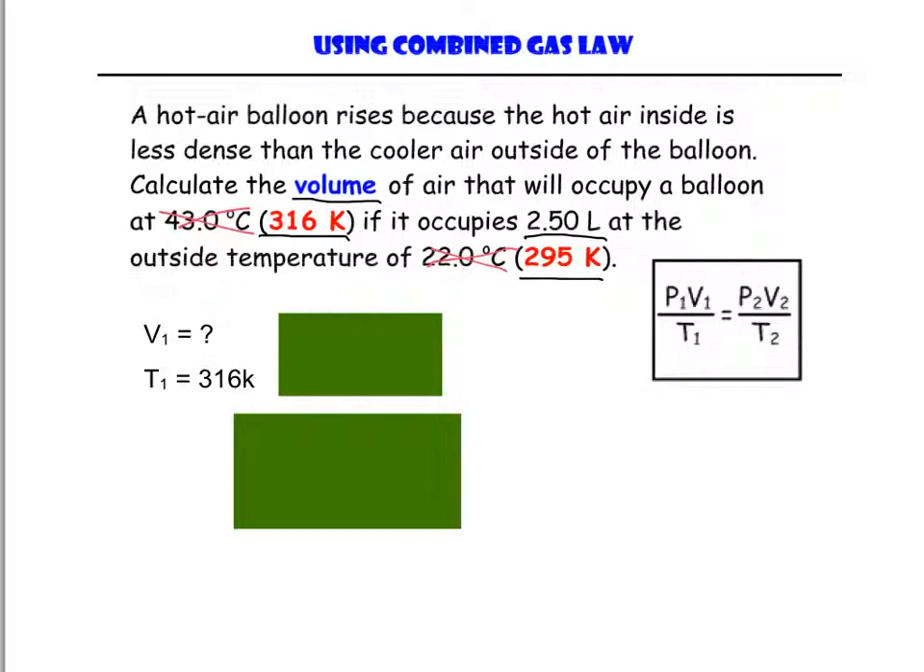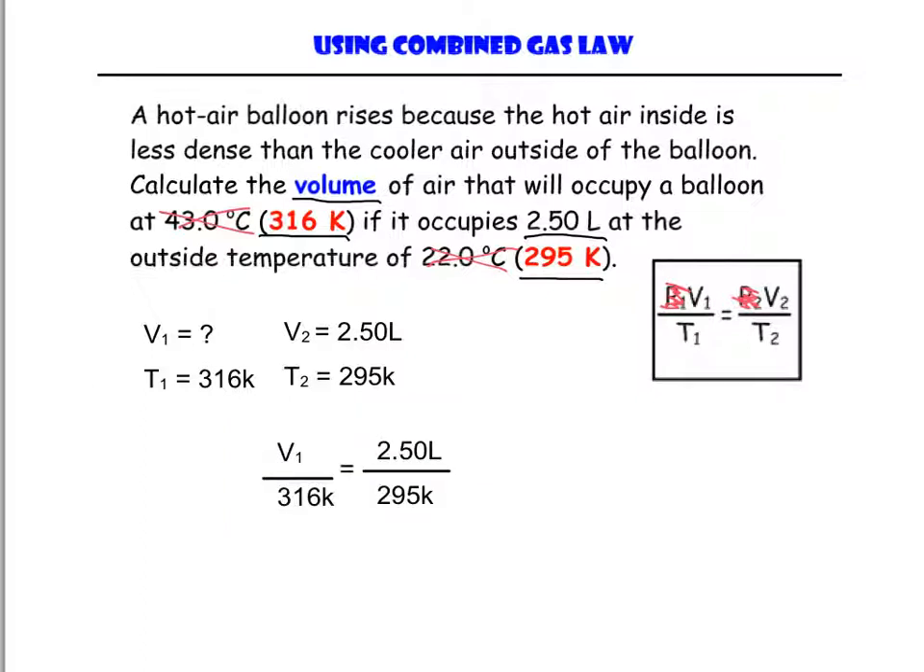And then we assign our V2 and T2. Remember, it's not giving us pressure at all, so we're just going to cross pressure out of our equation, and we're going to use the equation V1 over T1 equals V2 over T2. And now we go through and assign our second variables. So volume 2 equals 2.5 liters, T2 equals 295 Kelvin. And we plug those into our equation. And in this case, we are going to be solving for V1.